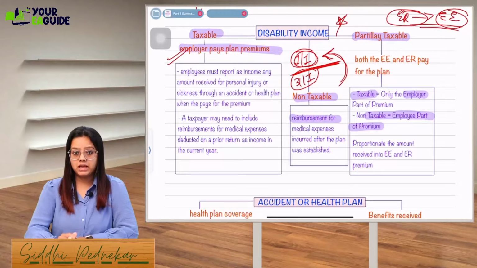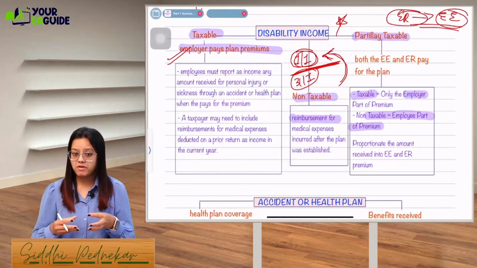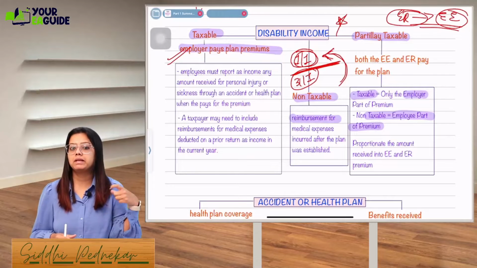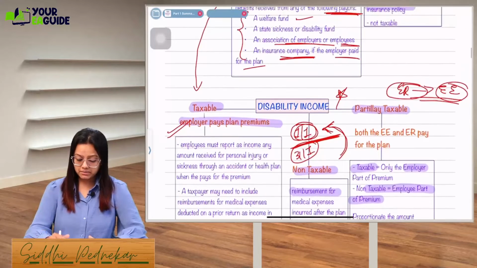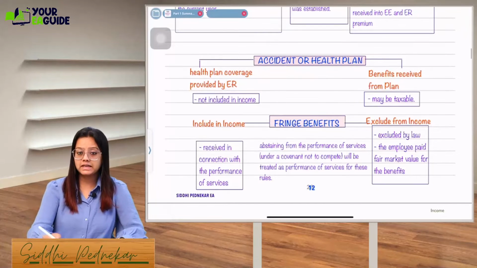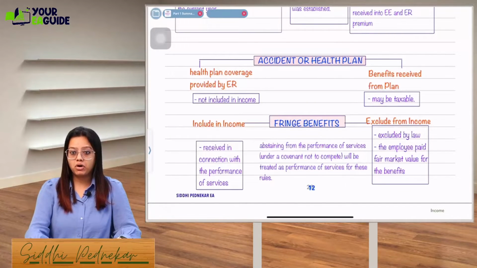We have already seen that if the employee is getting any amount in the form of disability income and the premium is paid by the employer, then it will be taxable. Same way, sick pay, disability pay, we have an accident or health plan. If it is covered by the employee, then it is not taxable.